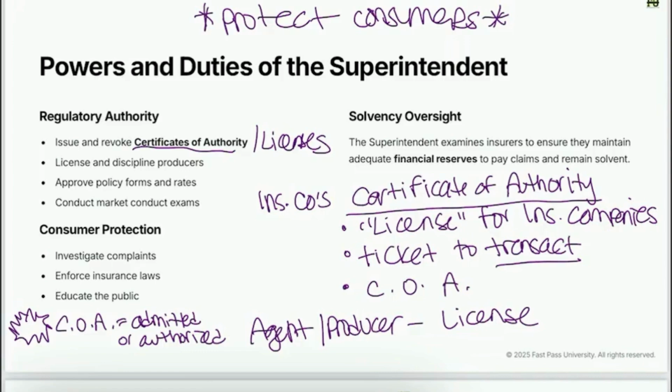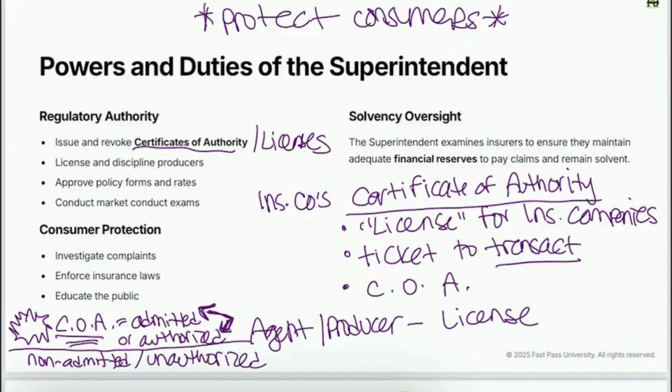Now, there are also the terms non-admitted. Let's draw lines so you know that this is separate. Non-admitted or unauthorized. Just like admitted and authorized go hand in hand, so do non-admitted and unauthorized. So they could ask you if a company is unauthorized, what are they considered? Non-admitted. Know that those terms go together. They do not have a certificate of authority. They are not authorized to transact business in the state.